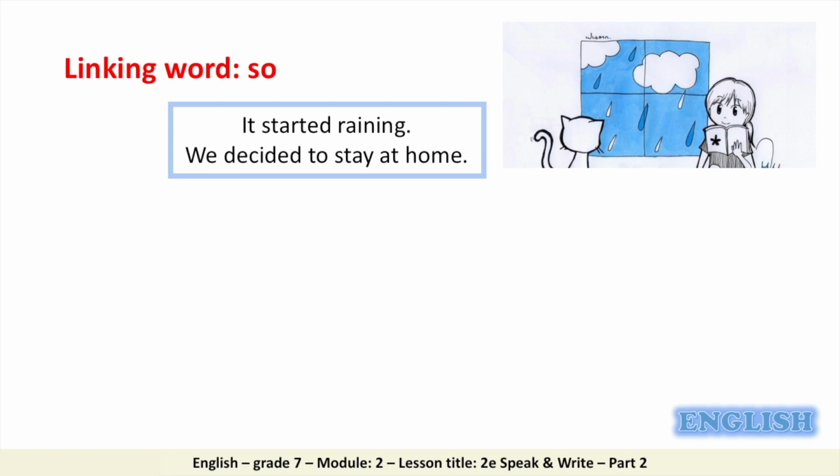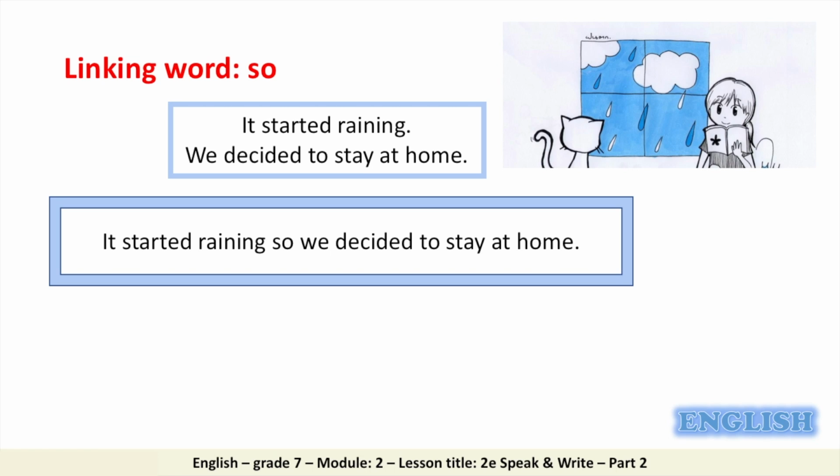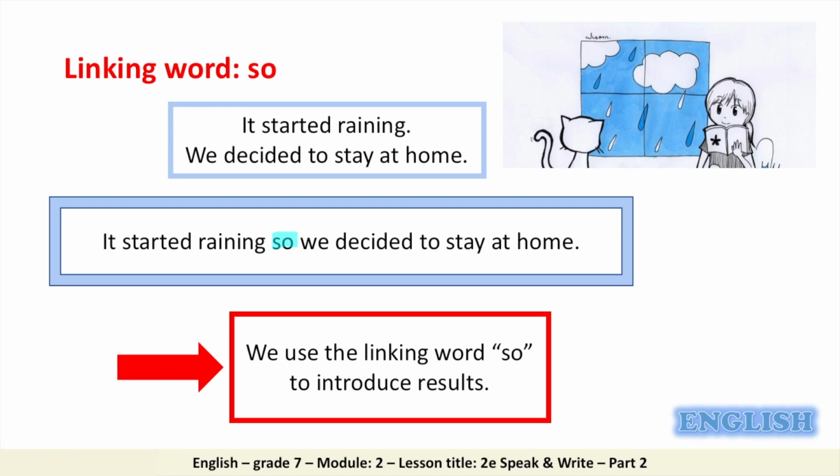Next linking word, read the following 2 sentences. It started raining. We decided to stay at home. Why did we decide to stay at home? That's because it started raining. So how can we link these 2 sentences? We use so. It started raining, so we decided to stay at home. We use the linking word so to introduce results. It started raining, so the result is that we decided to stay at home.